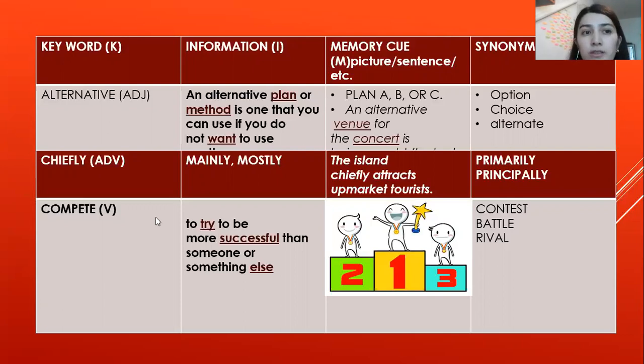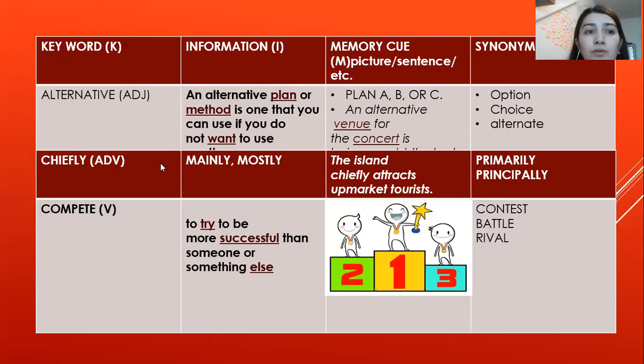I want to teach some key vocabulary using the strategy KIMS. K, keyword: what word we are going to learn. I, information, in other words, definition. M, memory cue. In memory cue, some of you are good at drawing, some of you are good at making sentences, and some of you are good at matching with real-world examples. And synonyms I added, especially for 10th grade, to learn more synonyms, because you will need them while paraphrasing passages, and in the writing part also in the future.